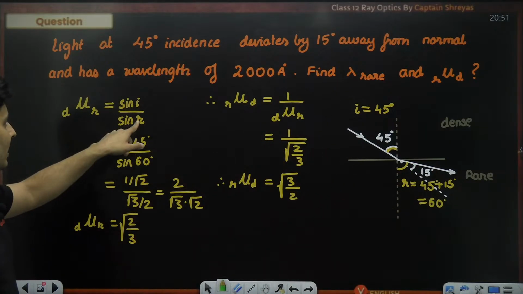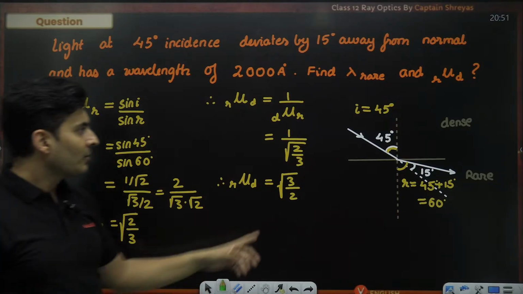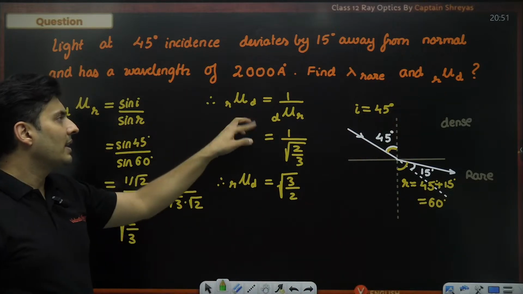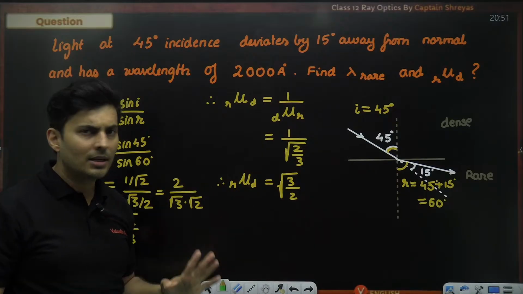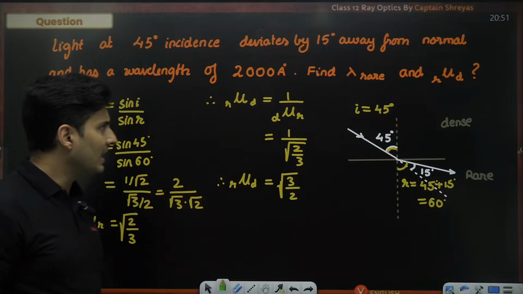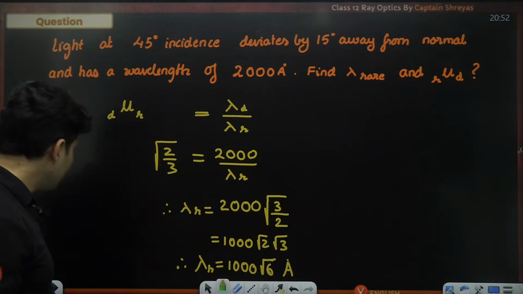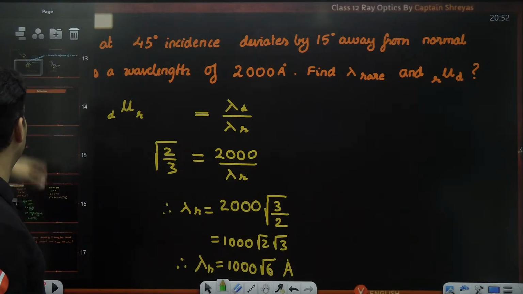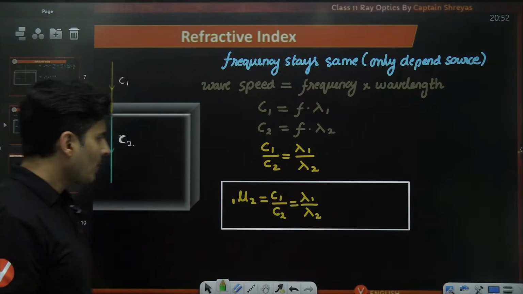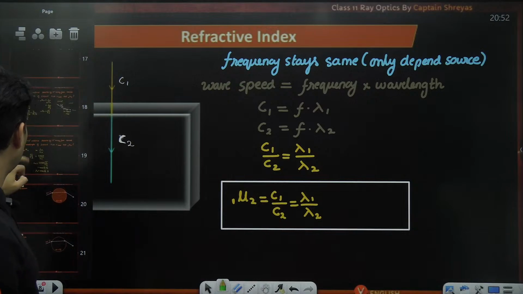Because I know incident and refracted, we can easily find the relative refractive index. But whatever I get will be from dense to rare, and the question asked is rare to dense. So I took the reciprocal, which is a standard formula. Instead of root 2 by 3, I took root 3 by 2. That is the first answer. For the second answer, when light goes from one medium to another, the wavelength will change. The formula is 1 mu 2 is lambda 1 by lambda 2. Wavelength will change, frequency will remain unchanged.